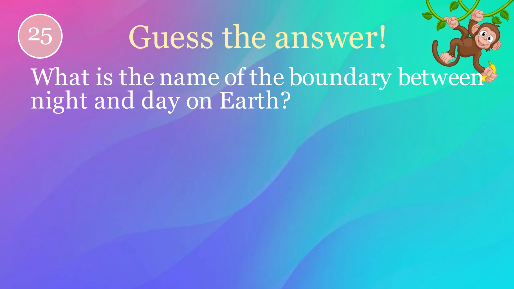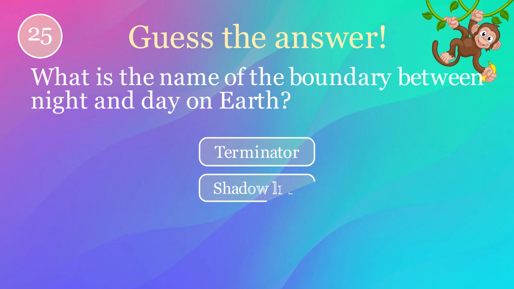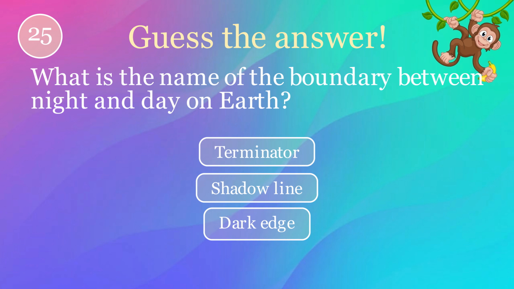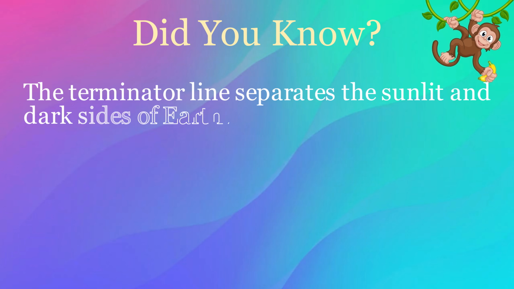What is the name of the boundary between night and day on Earth? Terminator, shadow line, dark edge. The correct answer is terminator. Here's an interesting fact: the terminator line separates the sunlit and dark sides of Earth.